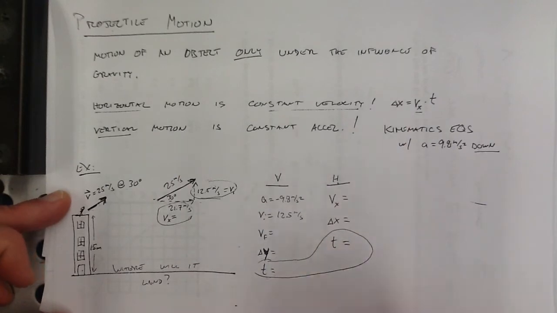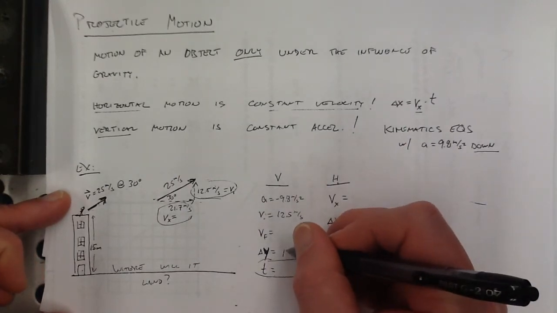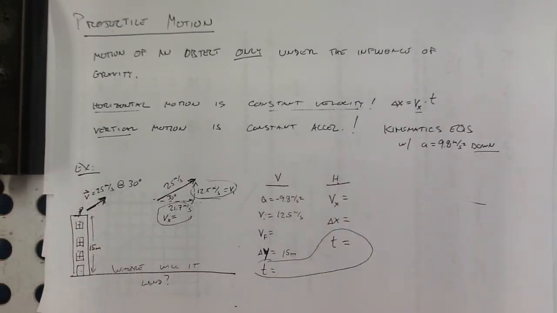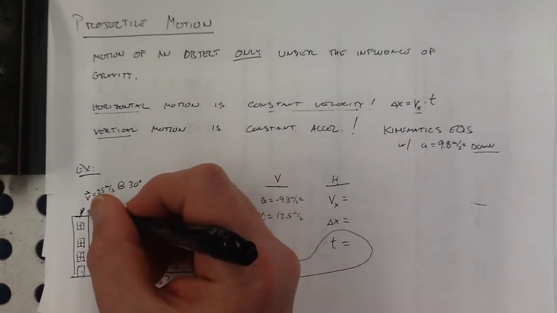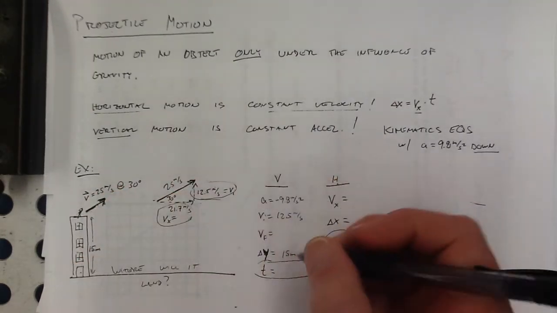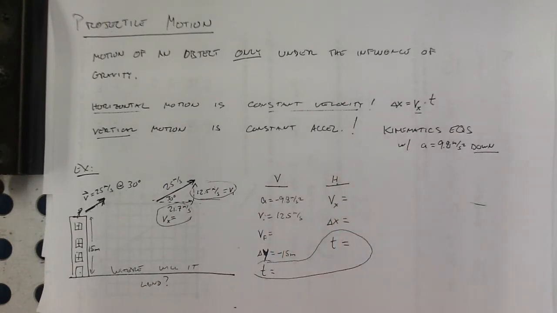So that's that delta y. So is the delta y 15 meters? You think about that for a second. It's close to being right, but the delta y, this object is going to go from here to here, so the delta y is negative 15.